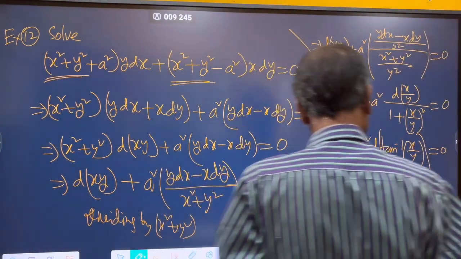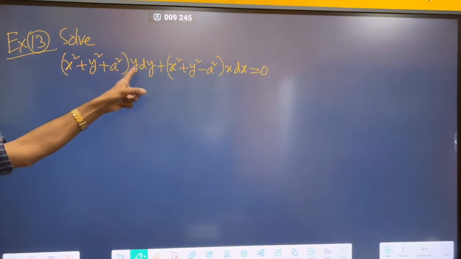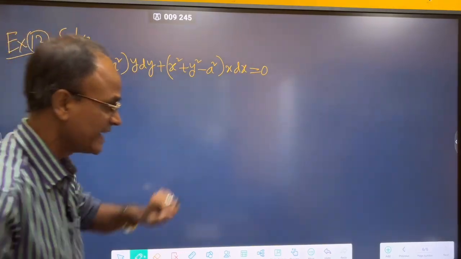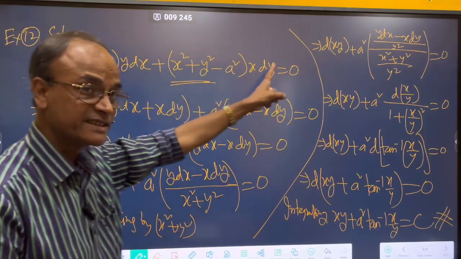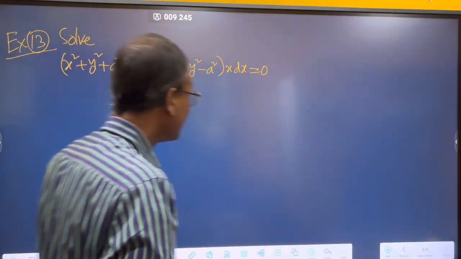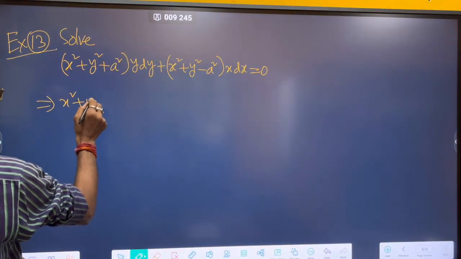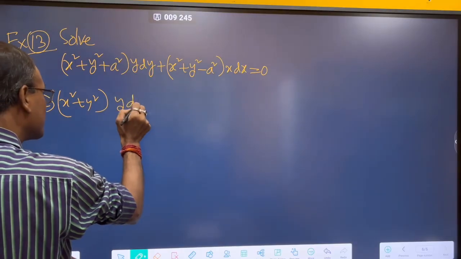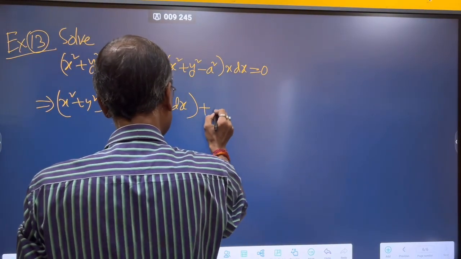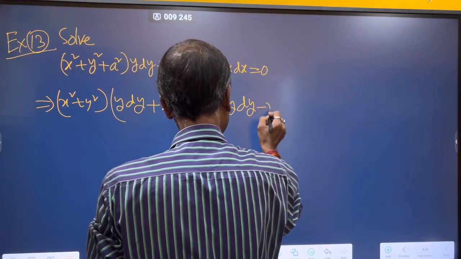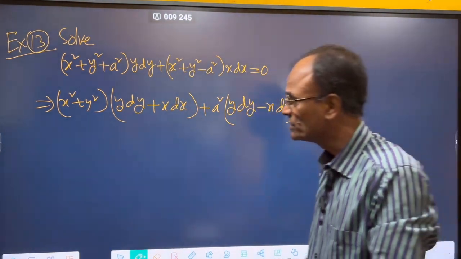Now try to solve the next problem. Here you see this question. It is y dy, x dx, and in the previous question it was y dx, x dy. Now here also you may write like this: x square plus y square, just as the previous question, plus a square y dy minus x dx equal to 0.